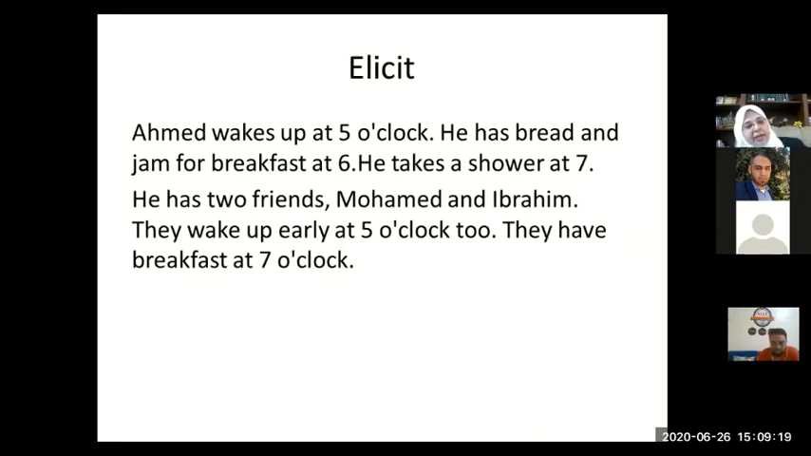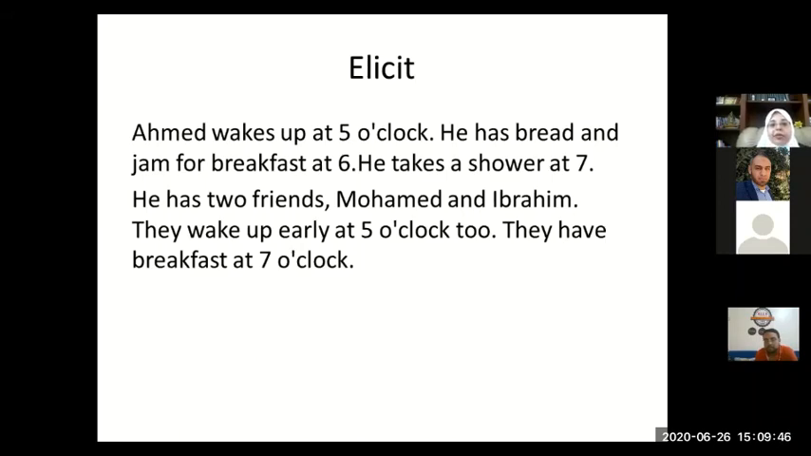Okay, let us take another example. You can give them a very short passage and ask them to read it, and then ask them some questions and elicit the answers from them. Like here, for example, I want to present the present simple, so I would be asking, what does Ahmed have for breakfast? Or at what time does he take his shower?